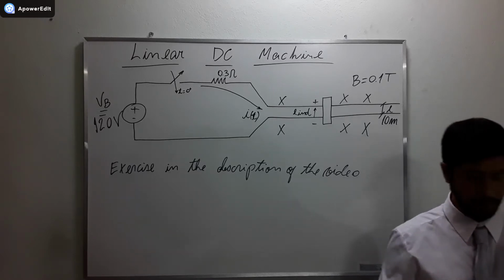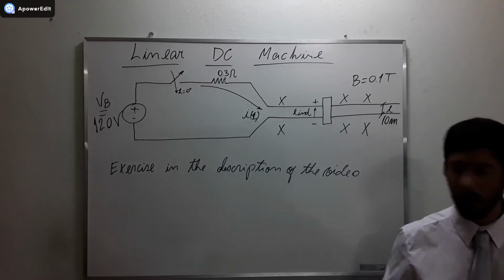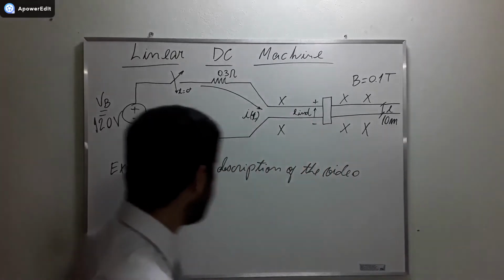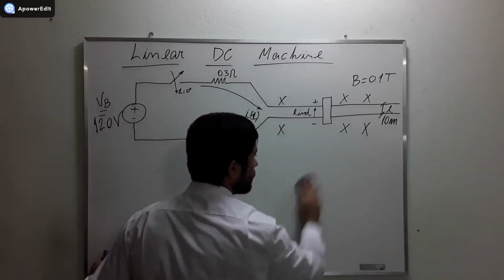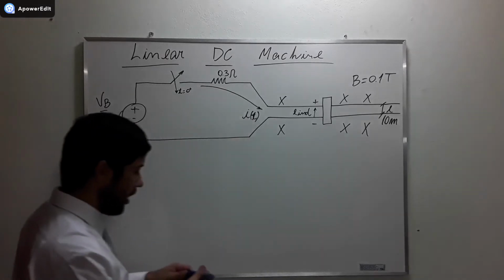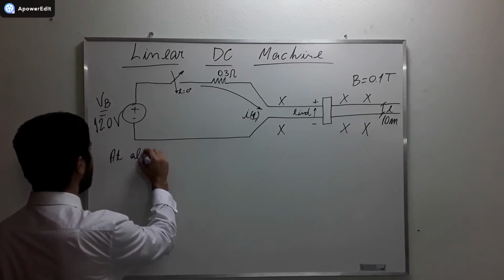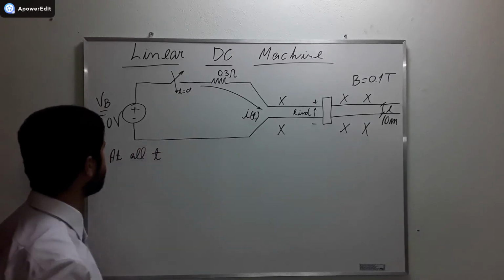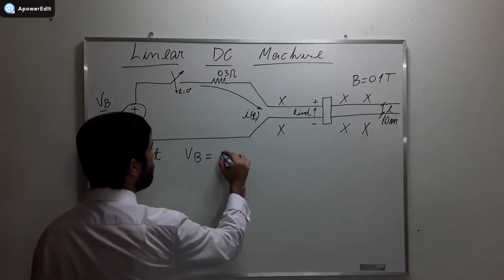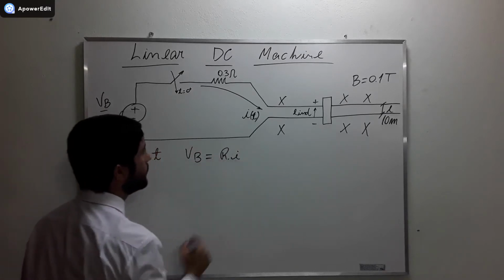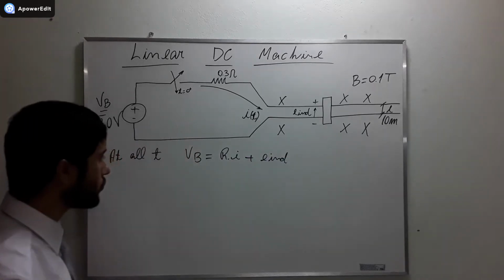In letter A, the exercise asks us to calculate the starting current. So let's calculate the starting current of the machine. At all t, VB equals R times I plus e_ind. Alright?